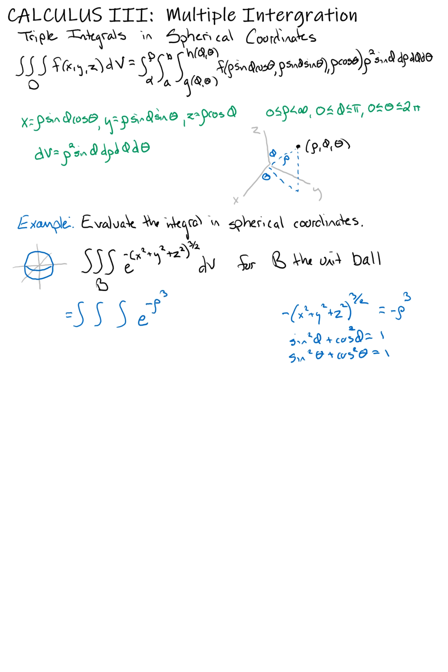The other thing to recall is dV. Remember, dV is rho squared sine phi, d rho, d phi, d theta. Right, now that we have that, let's talk about our limits of integration.